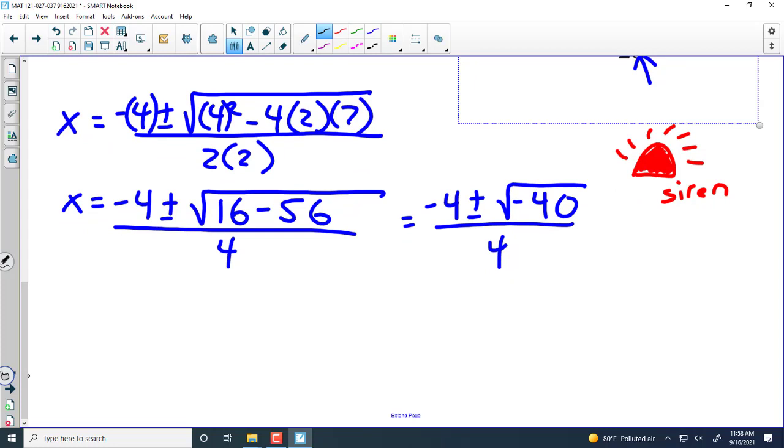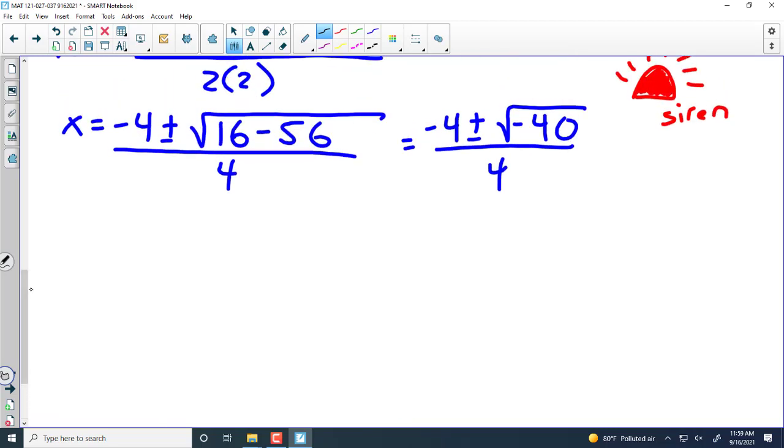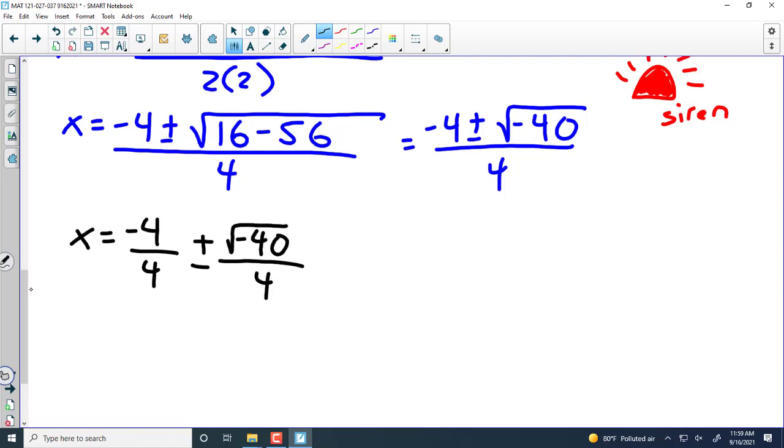Can I cancel this 4 with this -4? No, you can't, but there is a way people kind of wiggle around that. I'm going to show it to you. It's kind of sneaky. What they'll do is break this up into 2 different fractions. And this is also allowed, everyone. I have not done this yet today. They break it up into 2 different fractions like that, where they each get the 4. And now you can rewrite this as -1. But I really don't know what to do with that square root of -40.